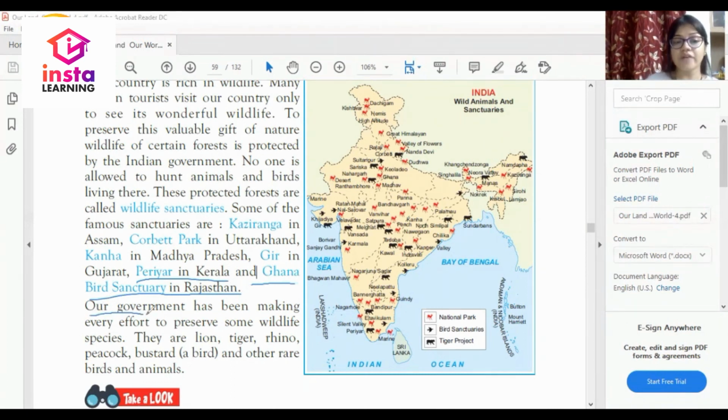So, dear student, our government has been making every effort to preserve some wildlife animals. They are lion, tiger, rhino, peacock, bustard, and other rare birds and animals. तो कुछ एनिमल्स हैं, कुछ चिड़ियाएं हैं, कुछ वाइल्ड एनिमल्स हैं, उनको इन वाइल्ड लाइफ सेंचुरीज में अच्छे से रखा जाता है, उनकी देखभाल की जाती है. यही इंडियन गवर्नमेंट का मेन मोटिव होता है कि वो हमारी वाइल्ड लाइफ सेंचुरीज को प्रोटेक्ट करके रखे.